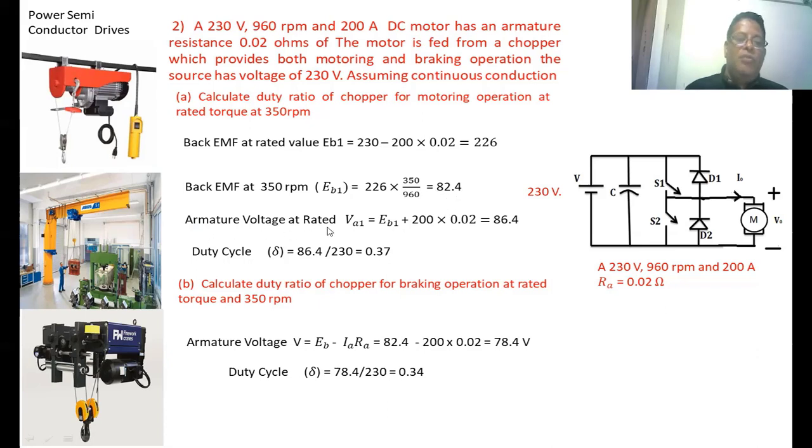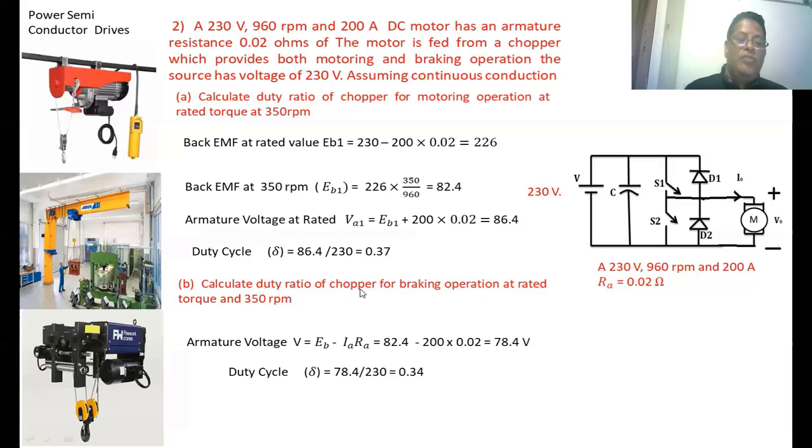The armature voltage VA equals EB plus the voltage drop in the armature winding due to the full load current, that is 200 into 0.02, which gives 86.4 volts. Now the duty ratio equals this voltage divided by the input voltage of the converter, that is 230 volts. So we get 0.37 as the duty cycle.